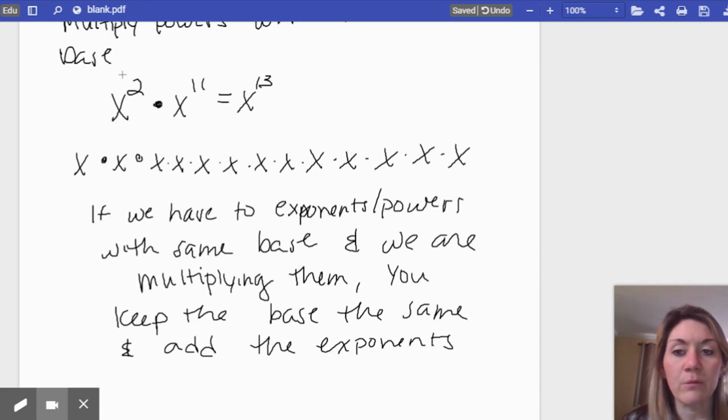And I already showed you why it works, because really x squared is just x times x, and x to the 11th power would be x times itself 11 times. So if I multiply all of those together, now I have x times itself 13 times. So I just took my 2 plus my 11 power.